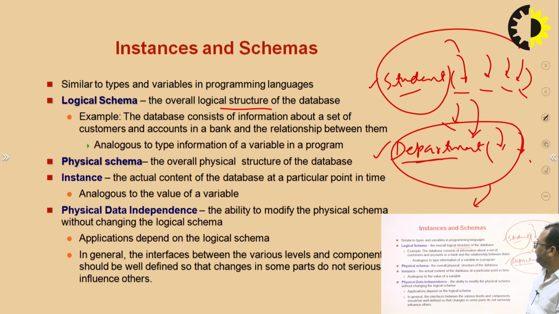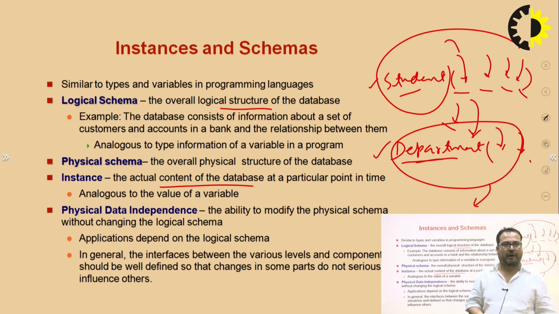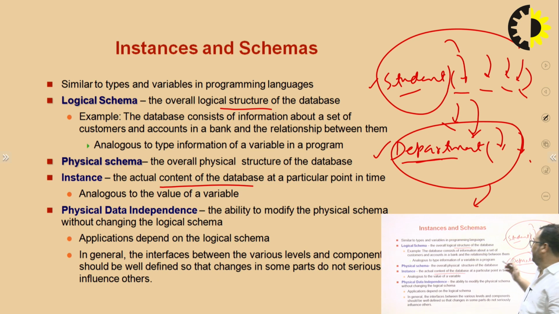So this is what comes under schema and all that. Physical schema means the overall physical structure of the database. What are instances? The actual content of the database at a particular point in time. Instances change over time. Like suppose a student has passed out, they could be removed from the current student list. So instances may change from time to time, but schema changes infrequently.